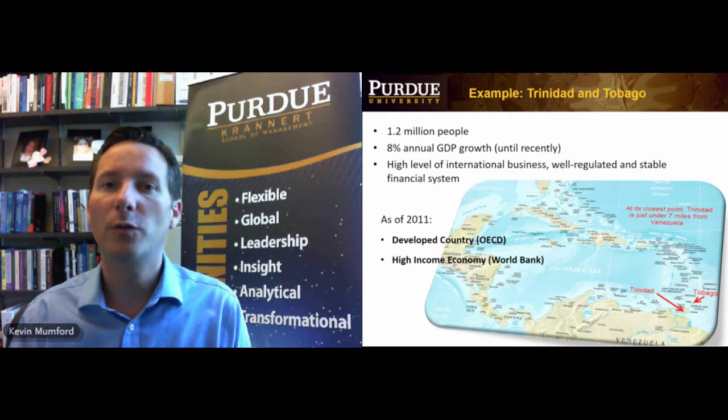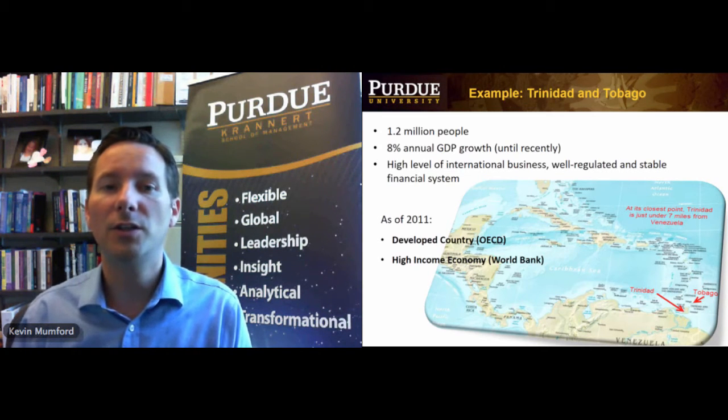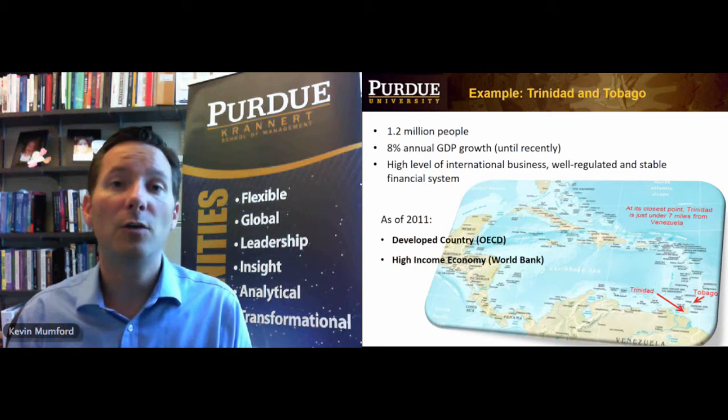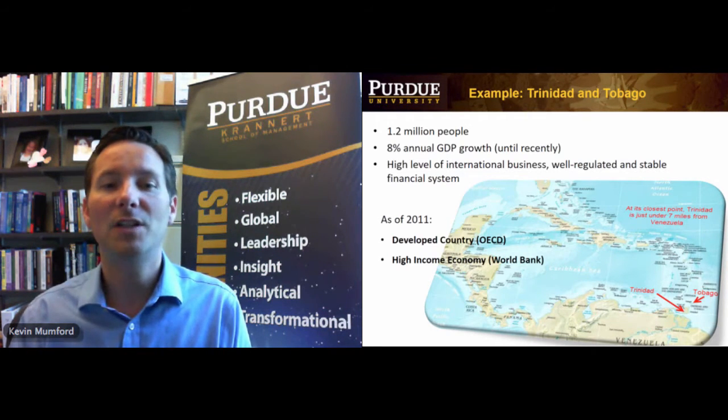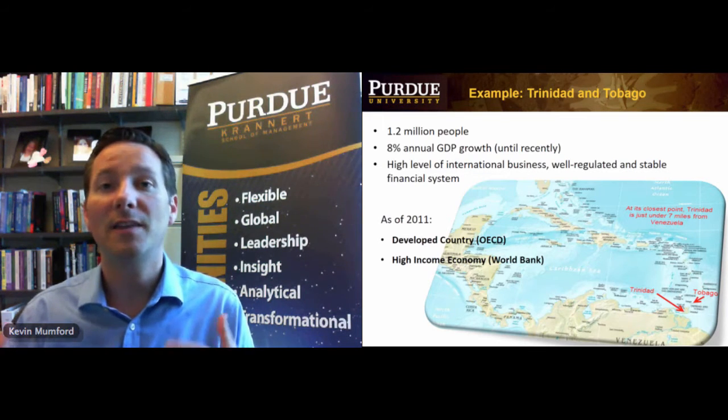Very high annual GDP growth rate up until the financial crisis, where it slowed down quite a bit. But the growth rate was really astronomical for a big period of time, and I'll show you the chart on the next slide. Really high level of business integration, international business, well regulated, a very stable financial system. And the other thing about Trinidad and Tobago is that in 2011, the international organizations declared them to be a developed country. They moved into OECD developed country status, and they moved into high income economy status from the World Bank. And so basically they're saying they've arrived.